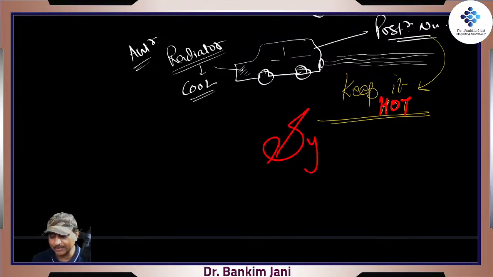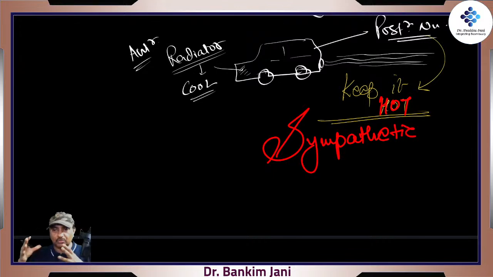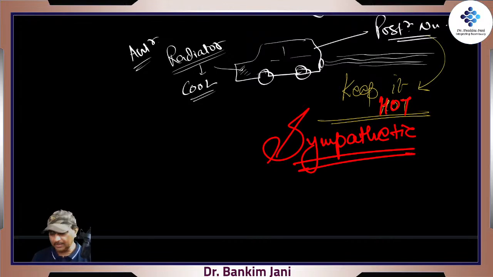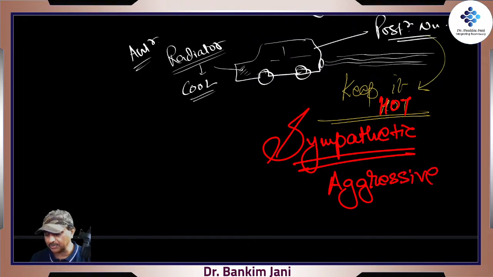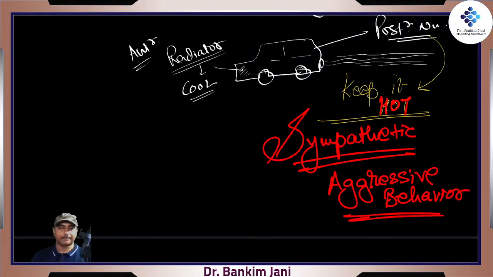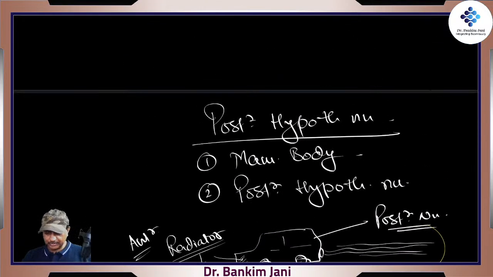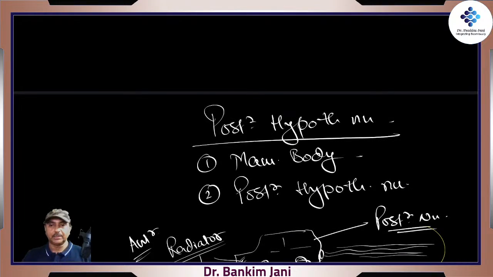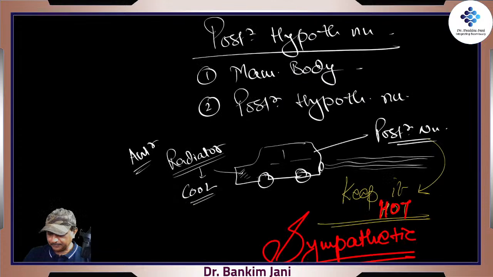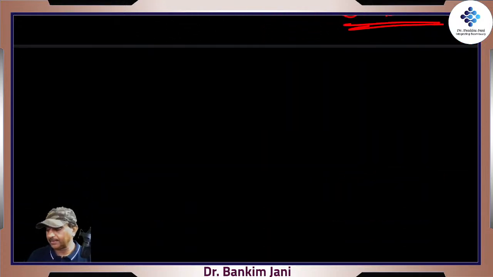So that is the sympathetic system. When the body is getting cold, when the person is shivering, this comes into the picture. Okay, come on, let's keep it warm. So this is where the sympathetic will fire. Aggressive behavior is also part of this posterior nucleus. So this was about the posterior hypothalamic nucleus.